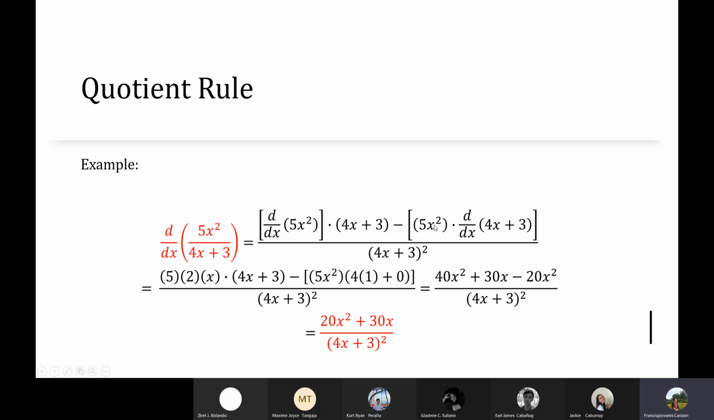So copy 5x squared times the derivative of 4x plus 3, which is 4. So that's 5x squared times 4, which is 20x squared. There you remove the bracket. Simplify the numerator: 40x squared plus 30x. It's just the distributive property: 5 times 2 is 10, times x is 10x. Distribute it to 4x plus 3. So 10x times 4x is 40x squared and 10x times 3 is 30x. So that's why it's 40x squared plus 30x minus 20x squared, divided by the square of 4x plus 3.